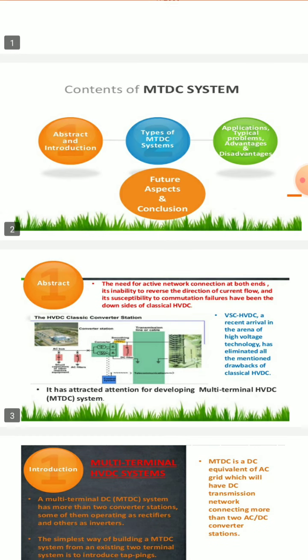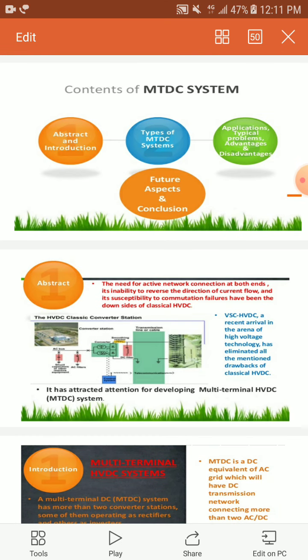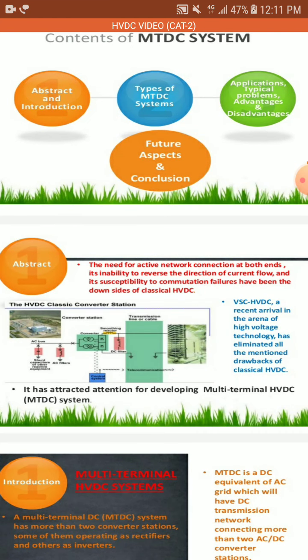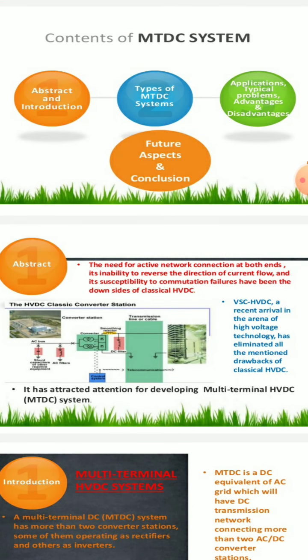Abstract. The need for active network connection at both ends, its inability to reverse the direction of current flow, and its susceptibility to commutation failures have been the downsides of classical HVDC. The shown one is the classical HVDC system. On the left side is a converter station: converter, AC filters, AC bus, transmission line, smoothing reactor.